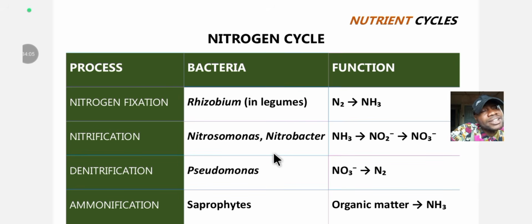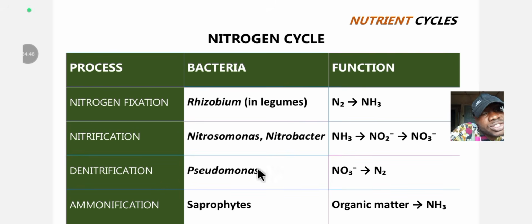Nitrosomonas or Nitrobacter, both of them. What do they do? They convert the ammonia formed during nitrogen fixation to nitrite, and then from nitrite it is converted to nitrate. So from ammonia to nitrate, that's what they do. Then after this, we enter the next phase, which is called denitrification. That's the decomposition of the nitrate formed.